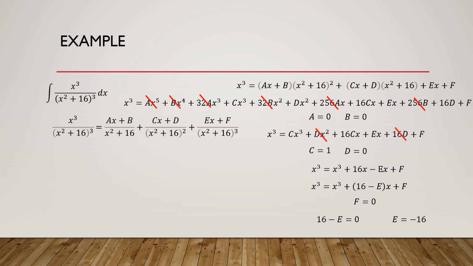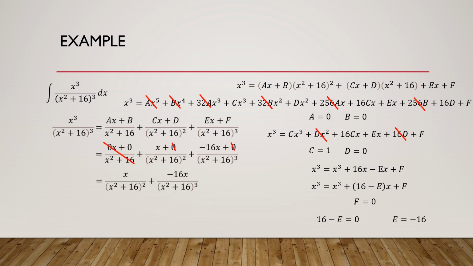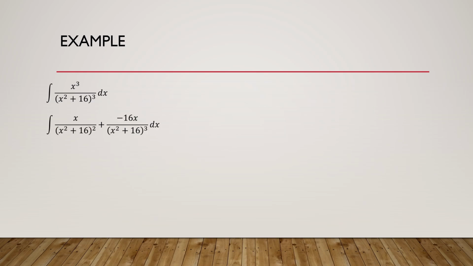We then fill in our values to the deconstructed integrand. When we eliminate the 0 terms, we are left with x over the quantity x squared plus 16 squared, plus negative 16x over the quantity x squared plus 16 cubed. We then use this to replace the original integral. At this point, we can separate our integrals and move the negative 16 outside the second integral as a constant.